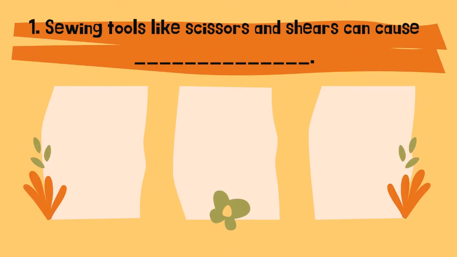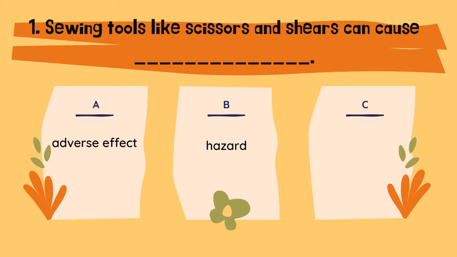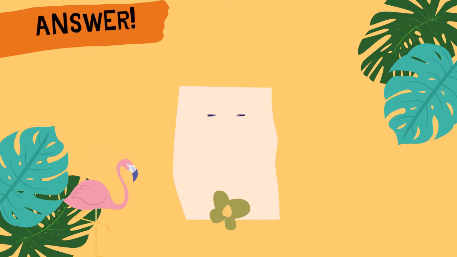For question number 1, sewing tools like scissors and shears can cause A, adverse effect, B, hazard, and letter C, risk. So the correct answer is letter B, hazard.